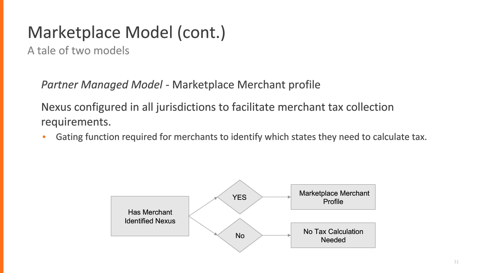Nexus configurations are typically going to happen within the actual integration itself, and the gating function is required on the client side to be able to have essentially an if this then that behavior. So if the merchant has identified Nexus, yes, then go to the marketplace merchant profile. If not, then circumvent the tax calculation altogether.